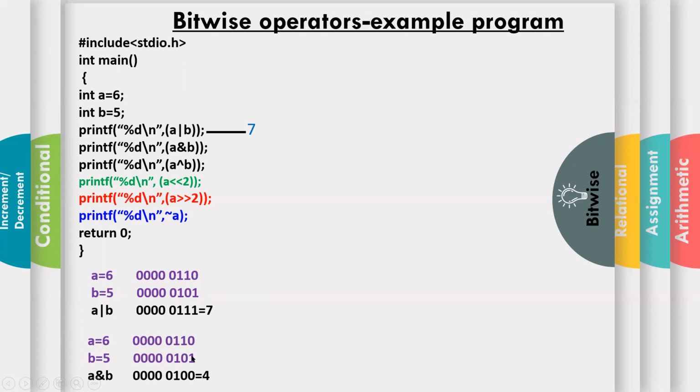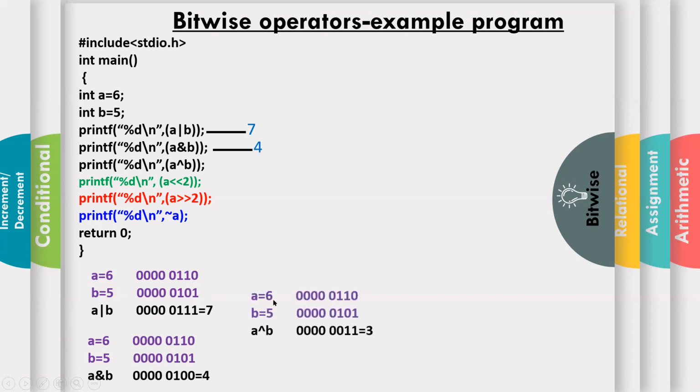So 0 and 1 is 0. 1 and 0 is 0. 1 and 1 is 1. So all these are zeros, so 0 only. So 1, 0, 0 is 4. So I converted the final binary result into decimal. So you got 4 here.